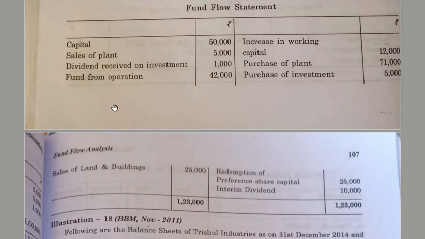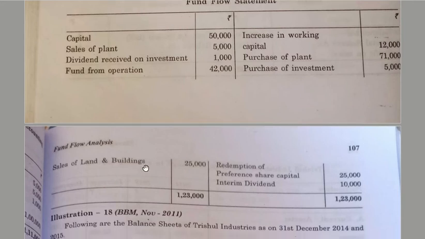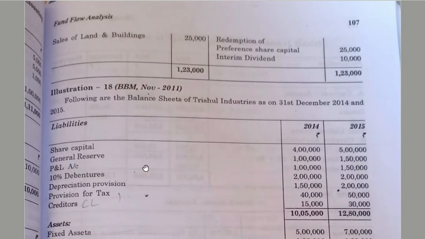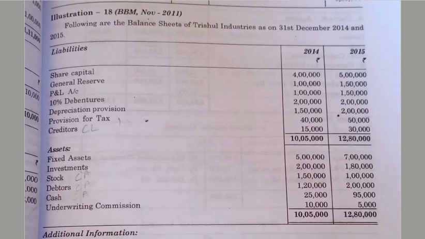So moving on to your source of funds, capital 50,000, if it would have been raised, so it is 50,000. Sale of plant 5,000, dividend received on investment, which is from your adjustment 1,000. Funds from operation 42,000. If it is funds to operation, it becomes application of funds. Sale of land and building 25,000. So moving on to your 18th question.